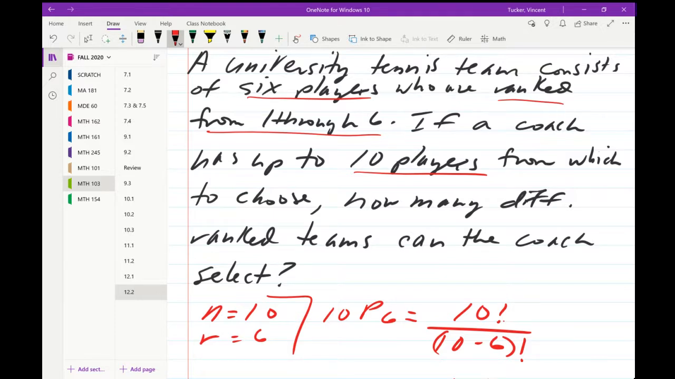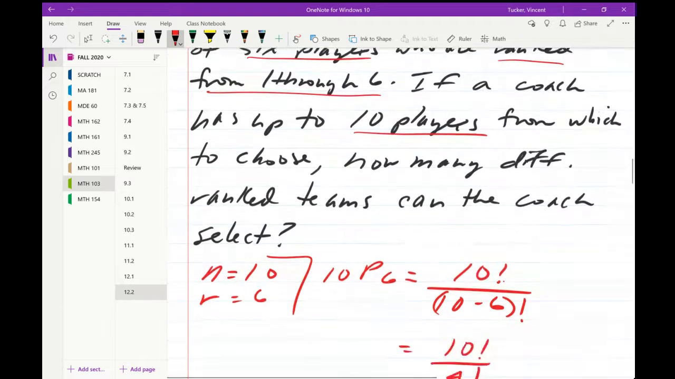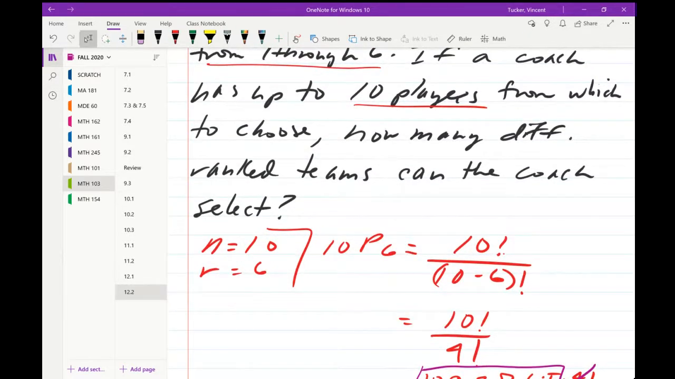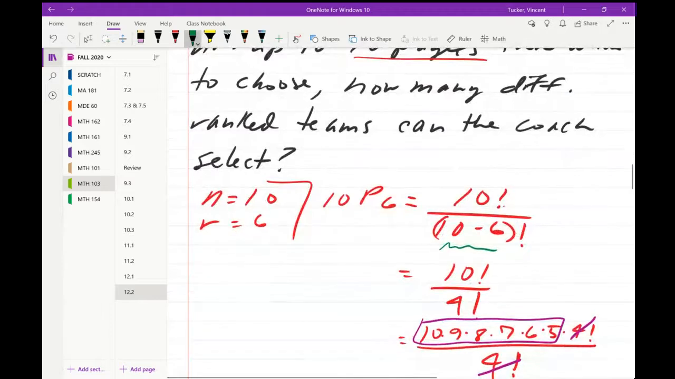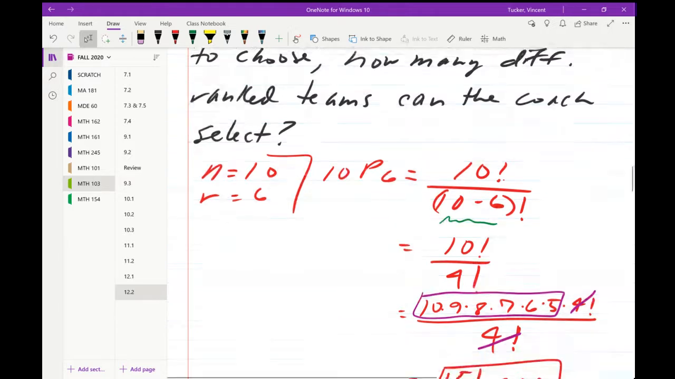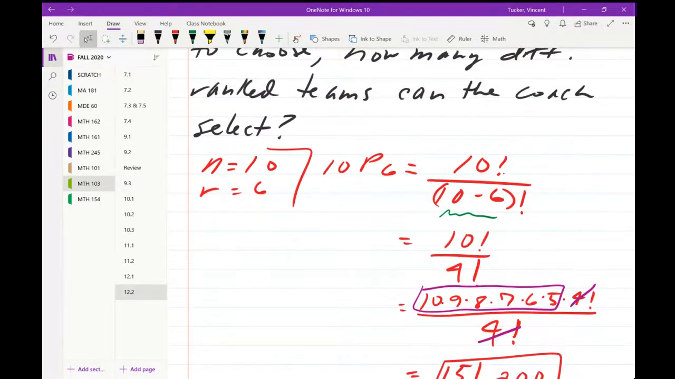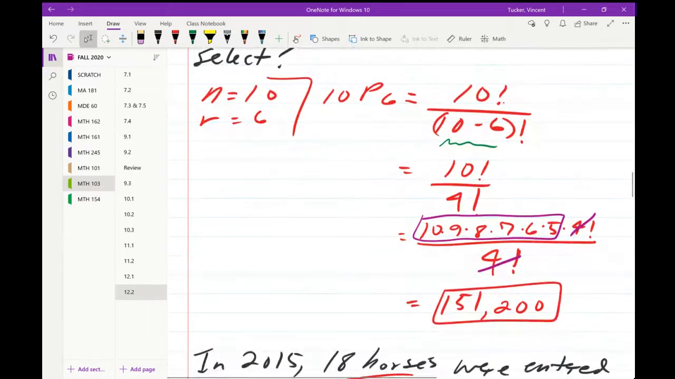So that's 10P6, 10 factorial over 10 minus 6 factorial. Do what's in your parentheses. So that's 10 minus 6, which is 4. So you have 10 factorial over 4 factorial. Remember, we count down to 4 and stop right there. That leaves us with 10 times 9, 8, 7, 6, 5. And multiply those together. You have 151,200 different ways you can create a team.